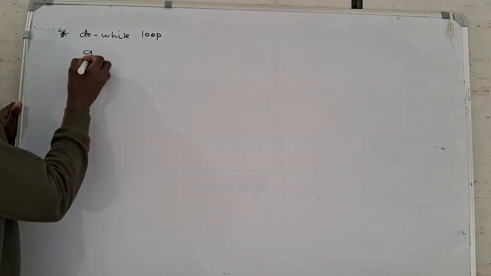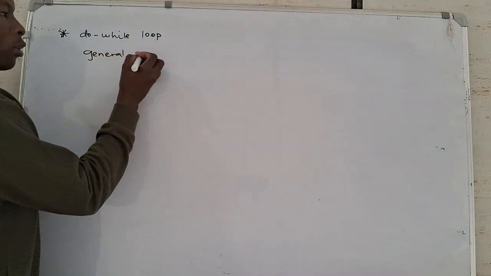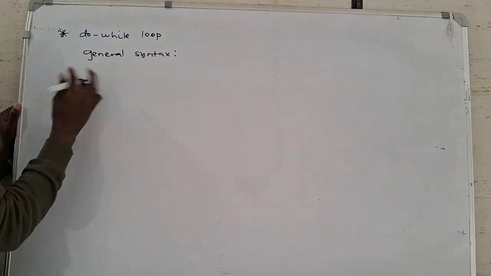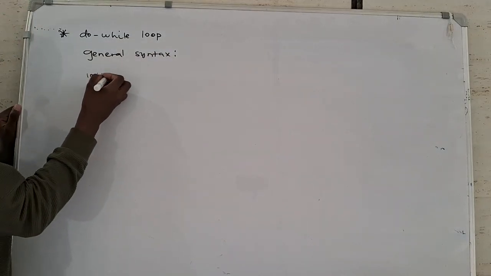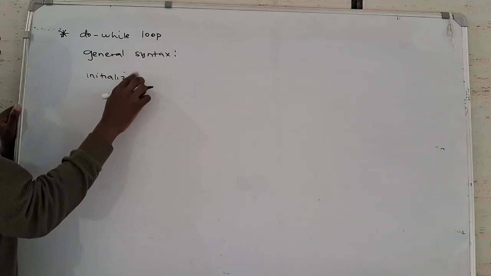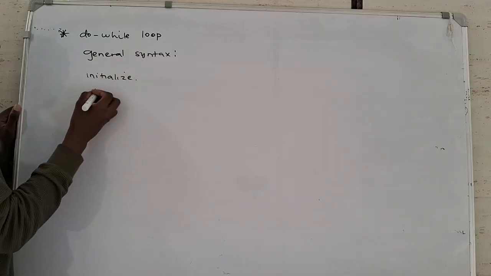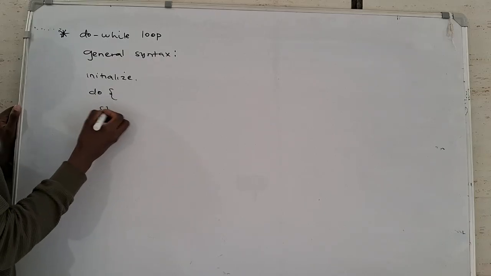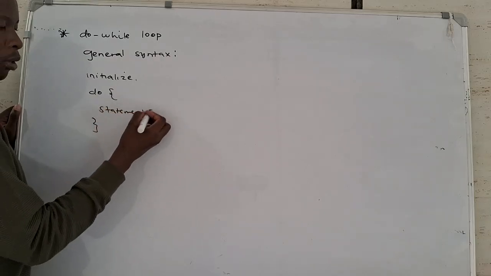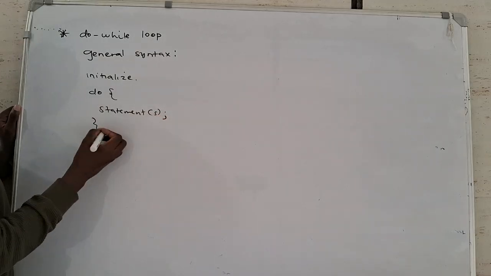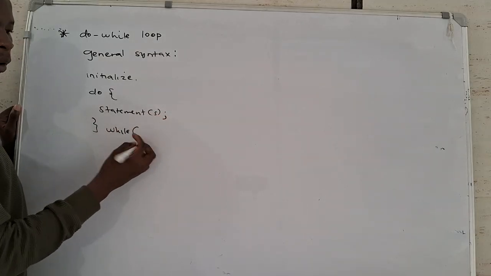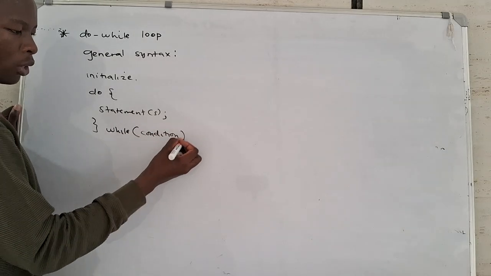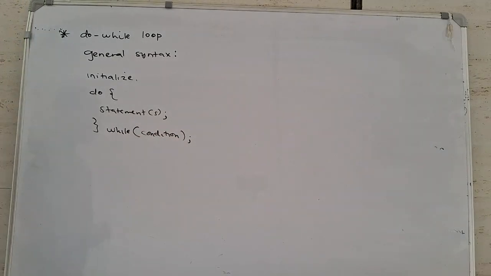This is the general syntax. So here we are supposed to initialize. After initializing, do. Okay, you write statements in do. Okay, let me write a statement here. Then you write while. Then here you write the condition. Then semicolon. So this is the general syntax.